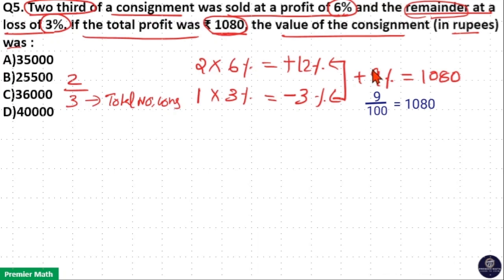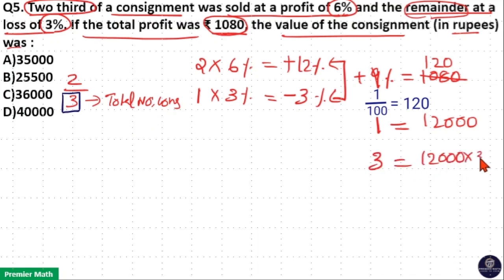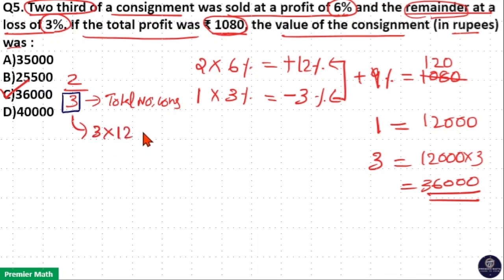Now 9 goes 1 time in 10, 2 times in 80. So 120 times in 1080. Now 1% is 120 means 1 unit value is equal to 12,000. That is, value of 1 unit consignment is 12,000, means we need to find out what is the value of 3 unit consignment. This is the total number of consignment. So 3 unit value is equal to 12,000 into 3, that is 36,000. So option C is your answer.